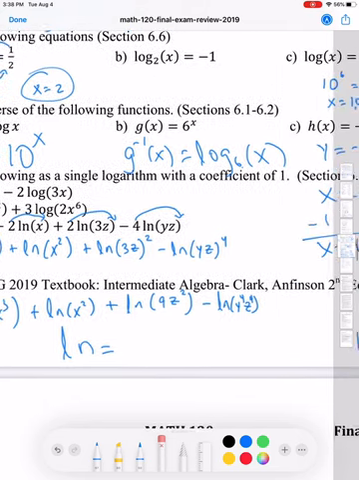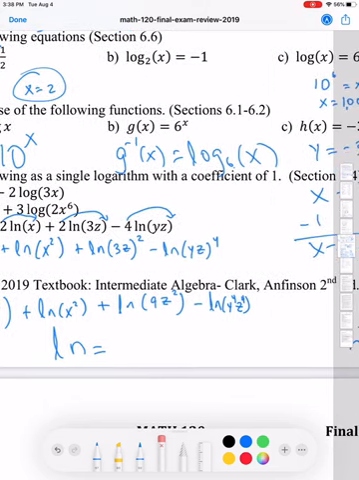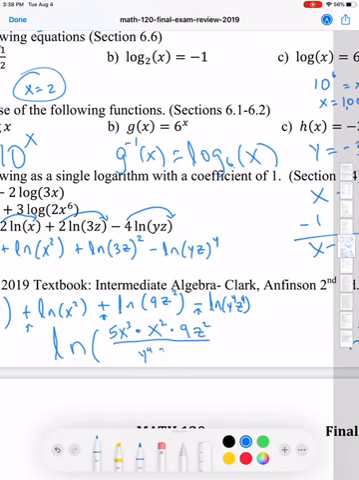First one, 5x cubed. When there's a plus right there, you're going to multiply. There's a plus right there, you're going to multiply. There's a minus right there, you're going to divide. And then lastly, don't forget to simplify everything, okay? I'm just going to do this in one step because I'm running out of space here.